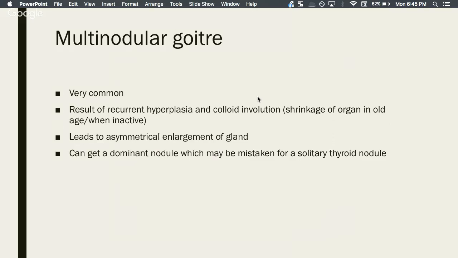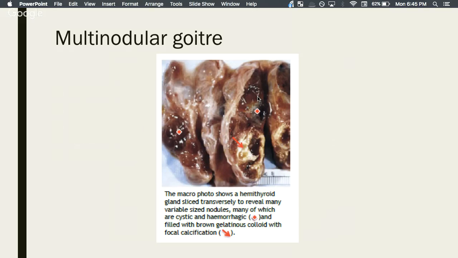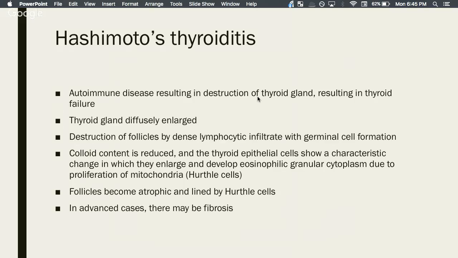It's basically a result of recurrent hyperplasia and involution. So you end up with little nodules. It's asymmetrical, and you can actually feel the nodules. Sometimes you can have a dominant nodule, which can be mistaken for a solitary thyroid nodule, but then when you feel more and realize the nodules are everywhere, you go to multinodular goiter. That's kind of what it looks like. It's very pretty. There are many different sizes of cysts, and some are different colors. If you see a thyroid with a lot of nodules, just go with multinodular.